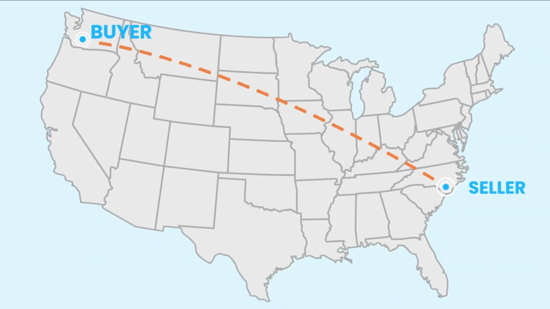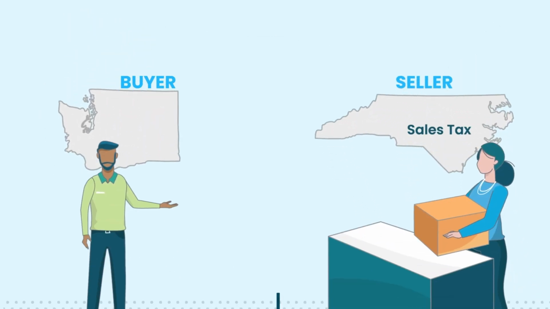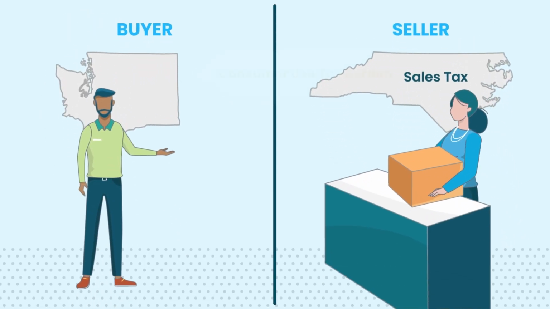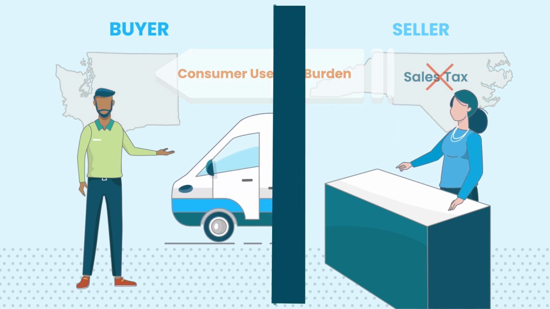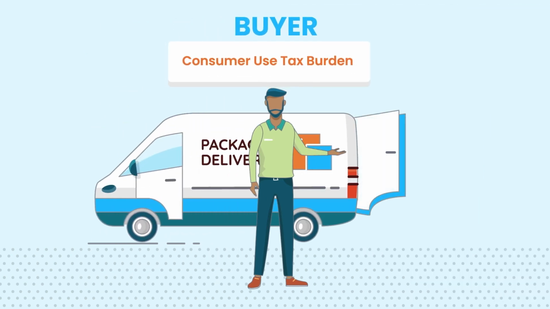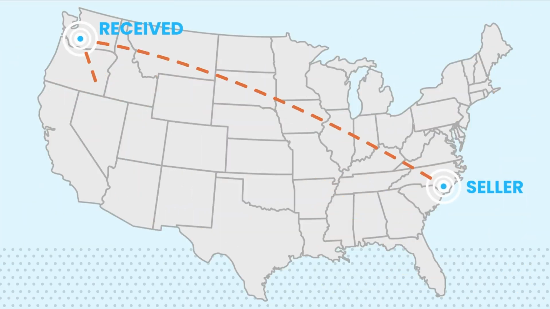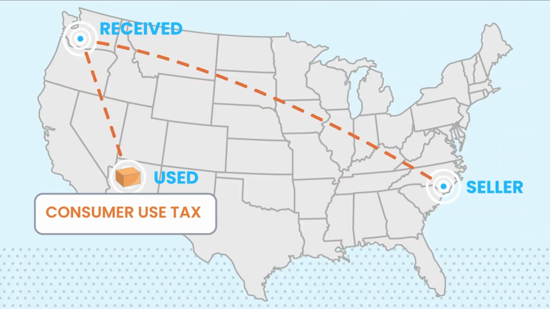Consumer use tax is imposed by states on a buyer when an out-of-state vendor doesn't collect sales tax, thereby transferring the consumer use tax burden to the buyer. Additionally, consumer use tax may be due where the taxable goods or services are actually used, which may be different than where they were initially received.